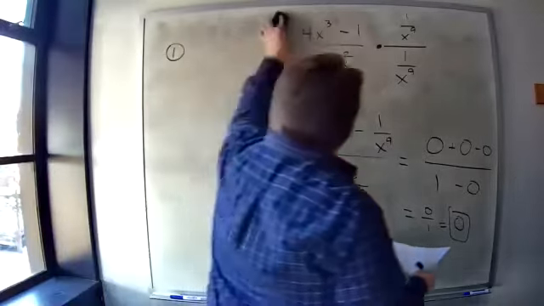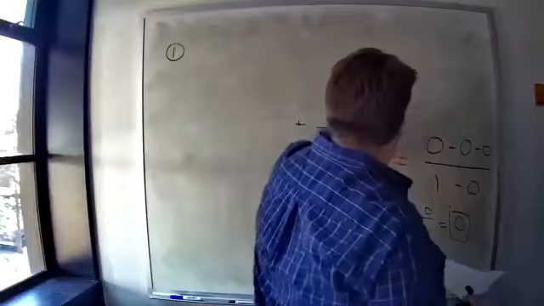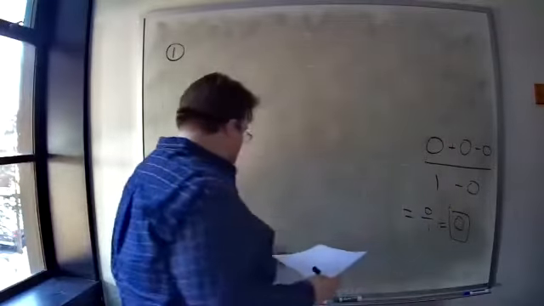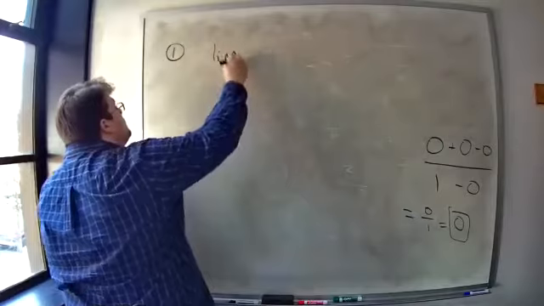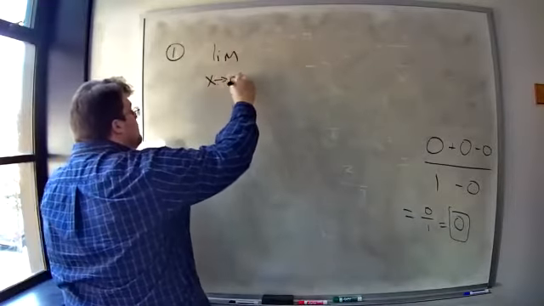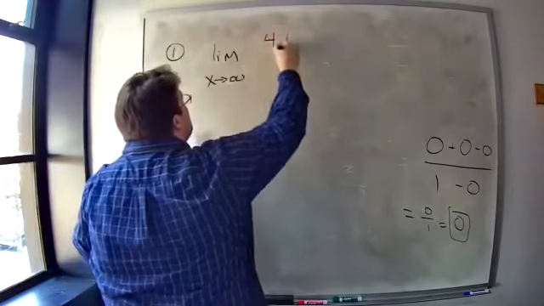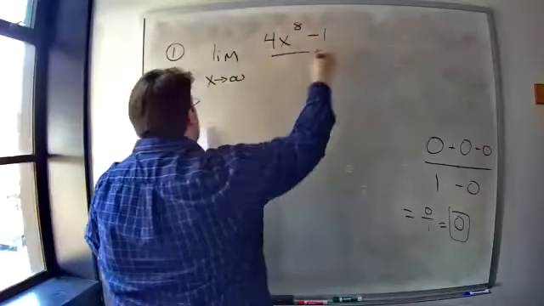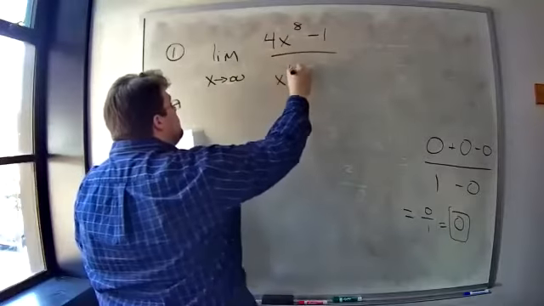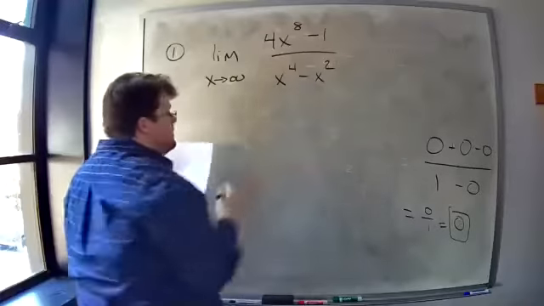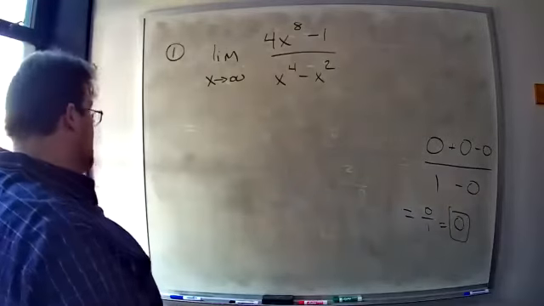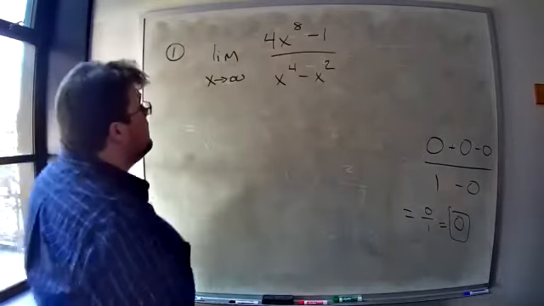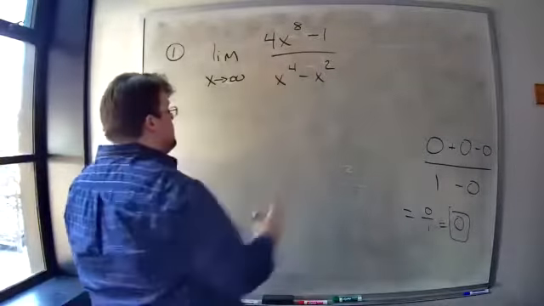So next we have 1b. A little different toward the end, but at the beginning it'll look the same as this one. So what do we have? 4x to the 8 minus 1 over x to the 4 minus x squared. So here again, limit as x goes to infinity of a rational function. We'll look at the largest exponent on the bottom.